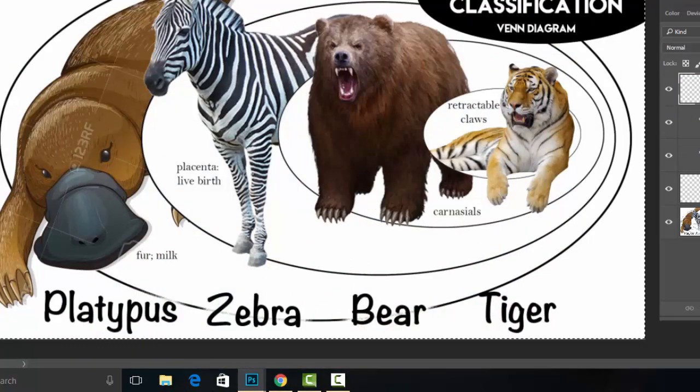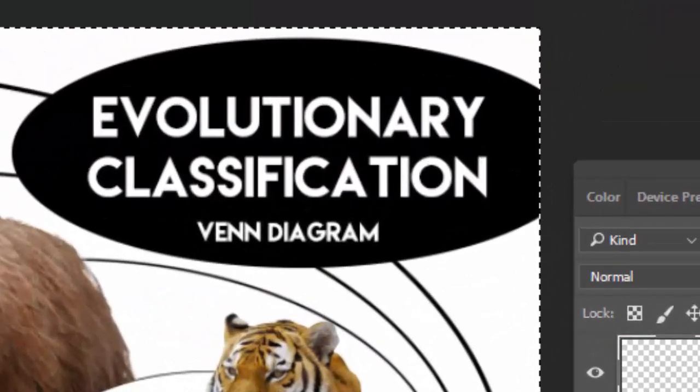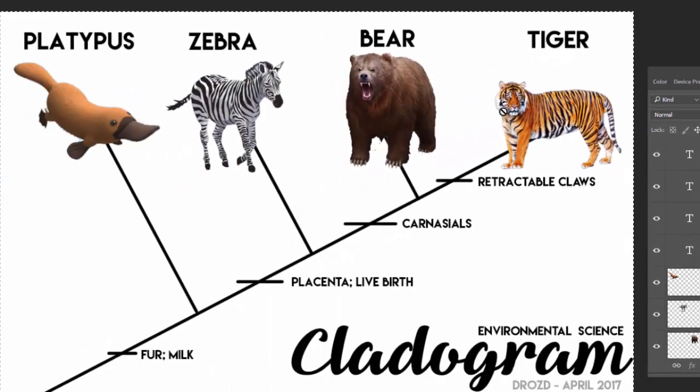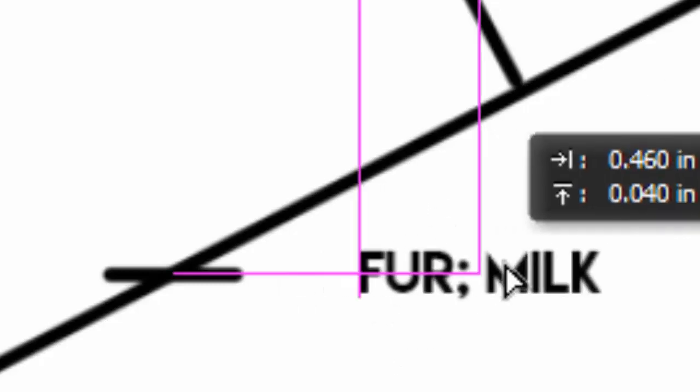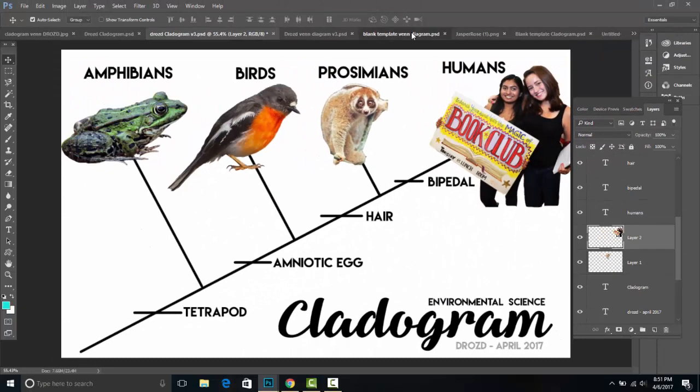It's kind of amazing. All right, so what we're going to be doing is we're going to be creating a Venn diagram. The cladogram is pretty straightforward. You're going to be simply copying and pasting in the species of your choice, being sure that you include these shared characteristics along the phylogenetic tree. All right, so let's jump right on into this blank.